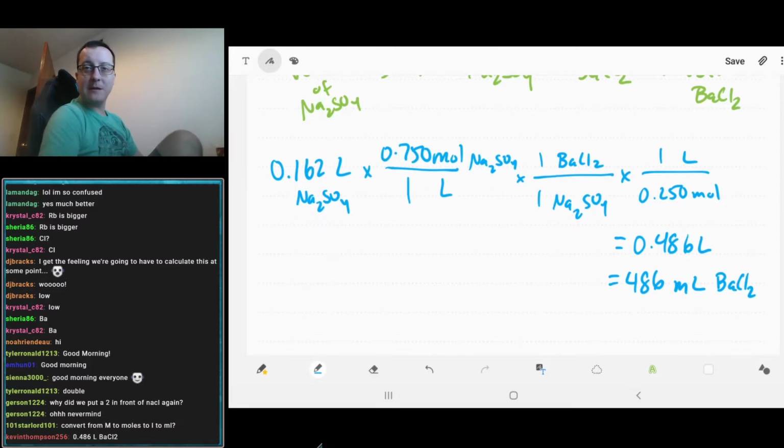Okay, so does that make sense? When you're dealing with solution stoichiometry, it's the same sort of idea. You're taking whatever unit you're given, using conversion factors to get it to moles. You use your reaction coefficients once you're in moles, and then whatever you need to do to get it into the unit that you're asked for of the second substance.